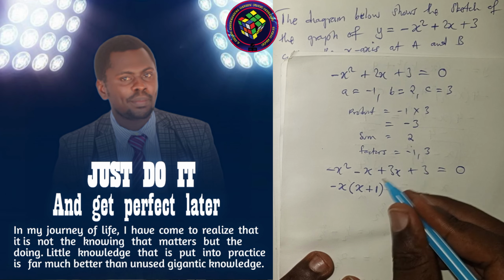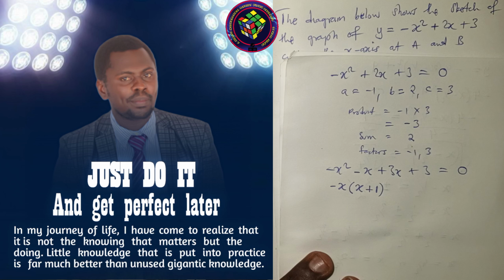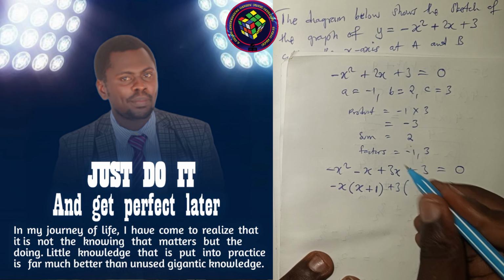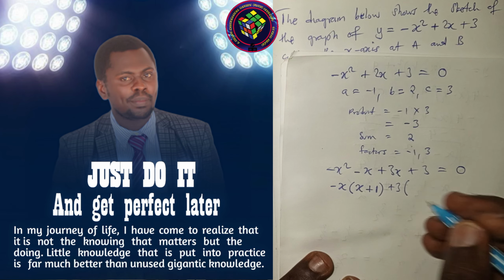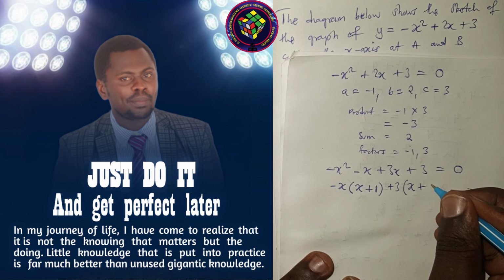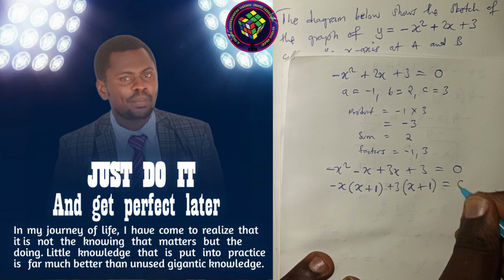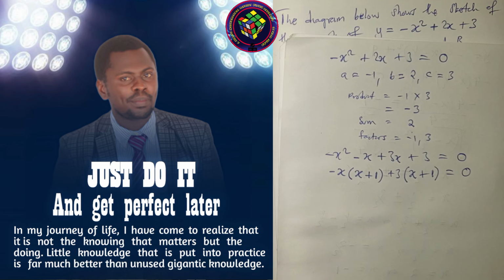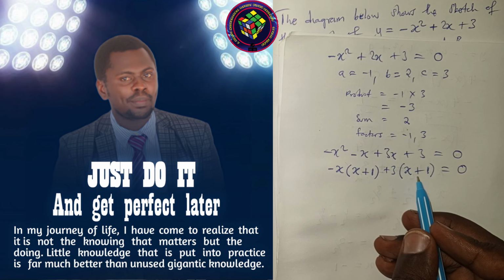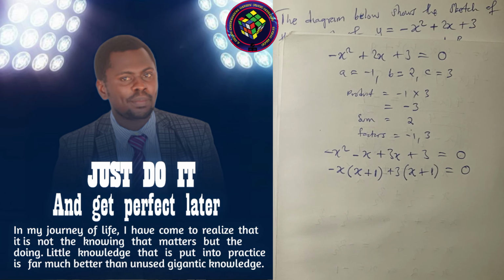Okay, then in these two, what is common? Yes, positive 3. Plus 3 is common. So you divide out plus 3. So 3x divided by 3, you get x. Plus 3 divided by 3, you get 1, equal to 0. Okay, so we can see that we have x plus 1 here and x plus 1. So x plus 1 is common. So we need to divide out this x plus 1.